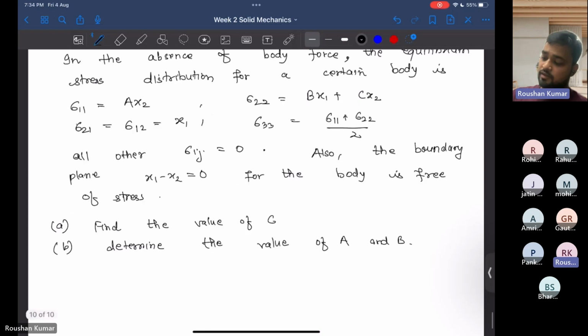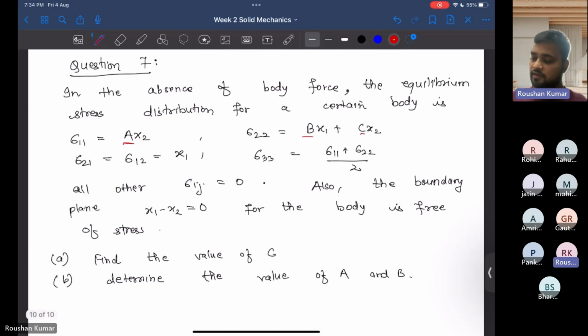Okay. So here B, C and A are the known quantities, and the question says that the stress distribution for a certain body is given by sigma 11, sigma 22, sigma 21, sigma 33 in this form. Here it is also mentioned that the boundary plane x1 minus x2 is the plane where the body is stress free. So it means that the traction acting along this plane has 0 component. So using that statement, we have to find the value of C and the value of A and B.